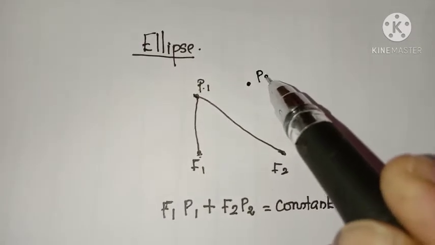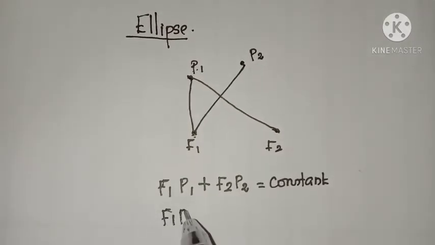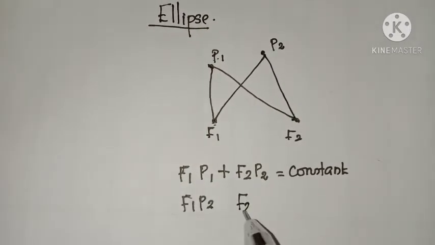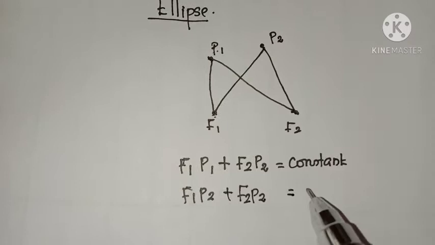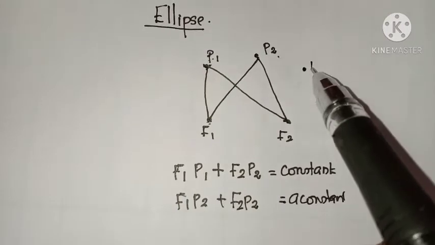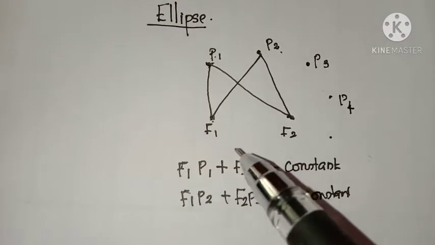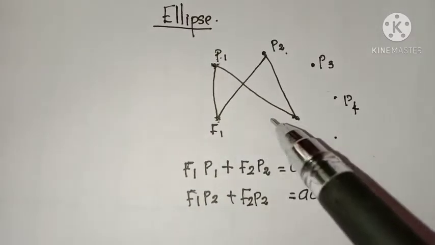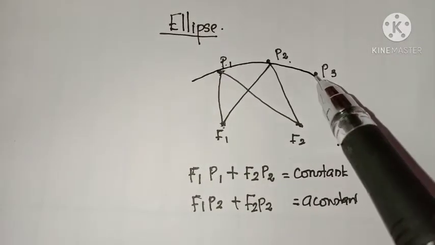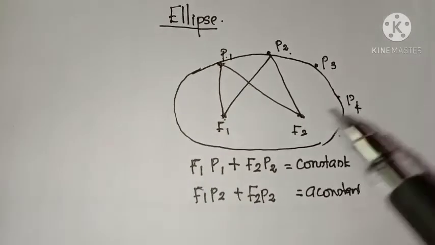Consider another point P2 and see the distance from the fixed point F1, that is F1 P2, and the distance from the fixed point F2, that is F2 P2, and their sum is a constant. So consider the set of all points, P1, P2, P3, P4, P5, etc., such that the sum of the distances from these two fixed points is a constant. Then the set of all points makes a conic section, a curve known as an ellipse.